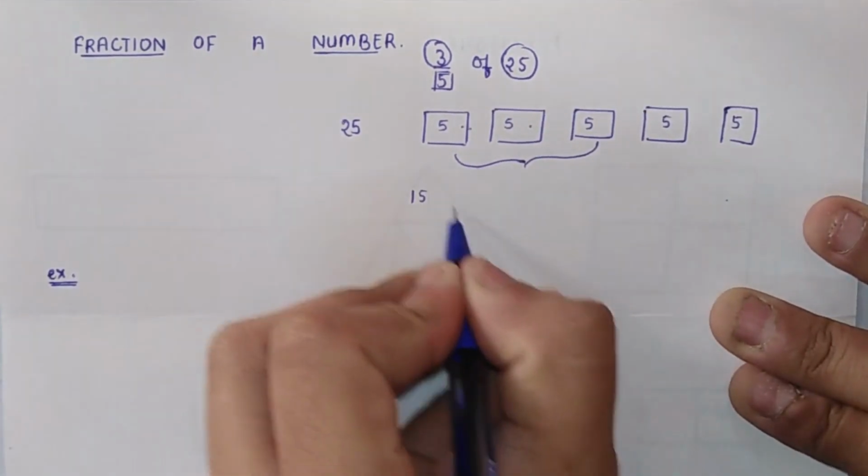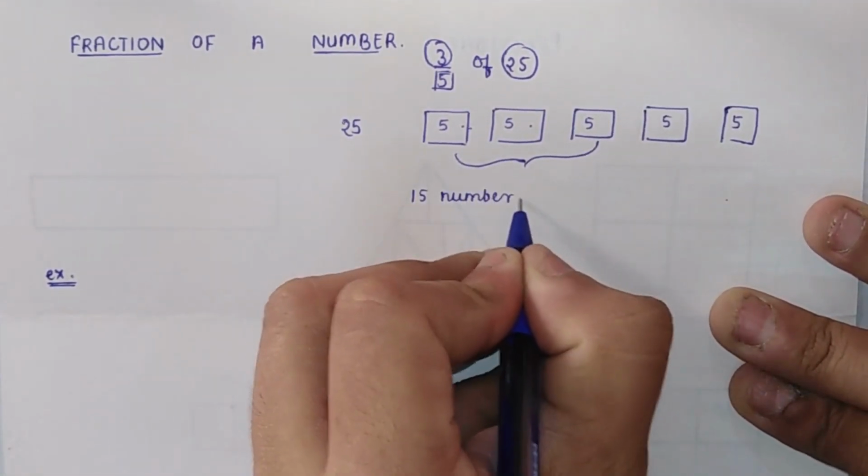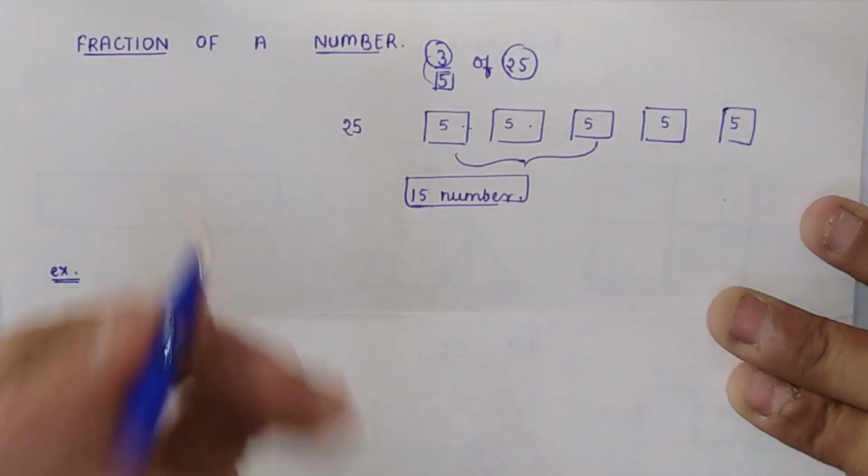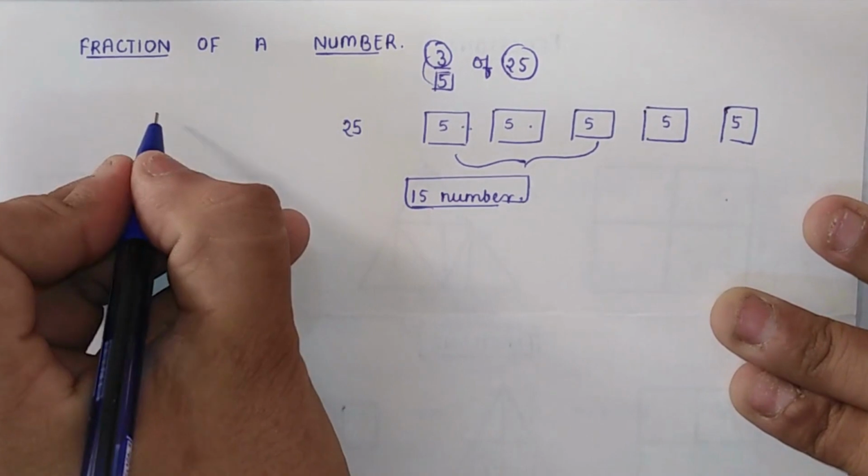So I have selected 15 numbers out of that. So 15 numbers I have selected. So 3 by 5 of 25 is 15. This is how we get 3 by 5 of 25.